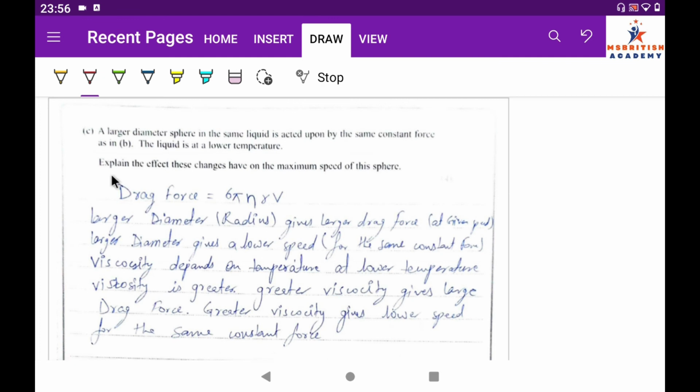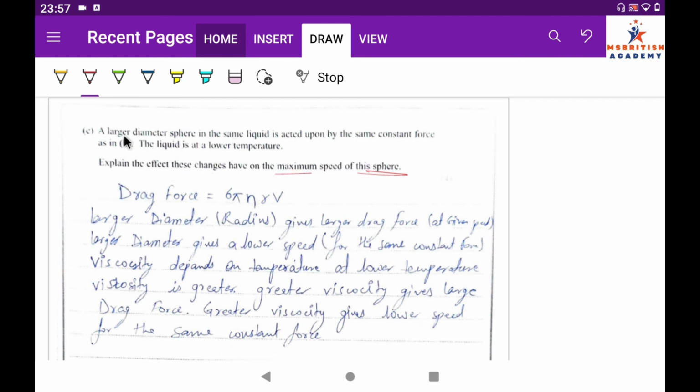Question C. A large diameter sphere in the same liquid is acted upon by the same constant force as in B. The liquid is at a lower temperature. Explain the effect these changes have on the maximum speed of these spheres. Now we have to write down the theory. Explain the effect these can have on the maximum speed.